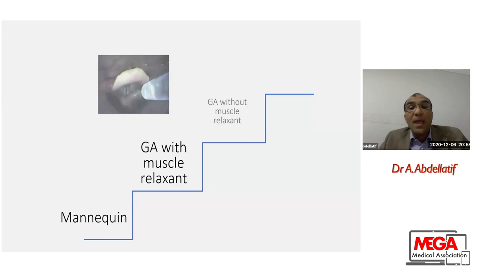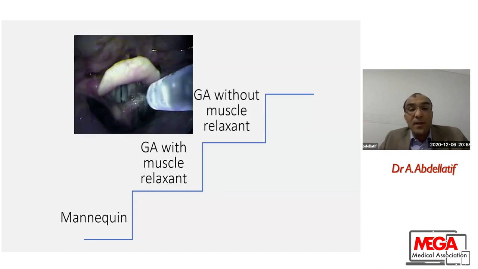Then, after doing 2 to 3 cases of general anesthesia with muscle relaxant, I have to make this step: general anesthesia without muscle relaxant. I can start the patient with inhalational, like sevoflurane, put the patient deep, and try to go with the fiber optic orally, but I have to use a mouth gag over oxygenator.